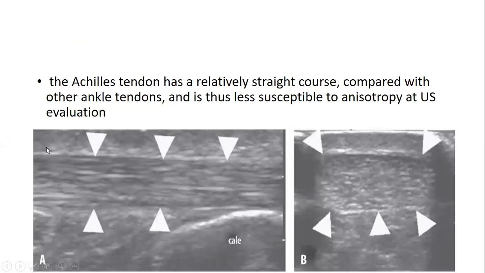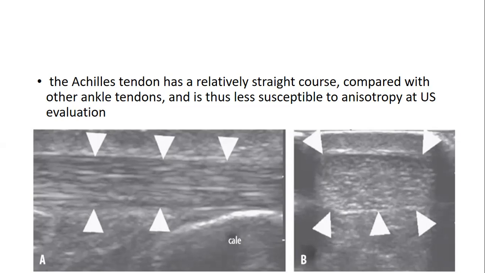So the challenge that you are going to get when you're going to scan tendons is that most tendons are tortuous. They are not really straight. So for you to get the whole tendon at a perpendicular angle, it's very difficult. But when it comes to the Achilles, it's a relatively straight tendon. So it's relatively easy to get proper images without the artifacts.